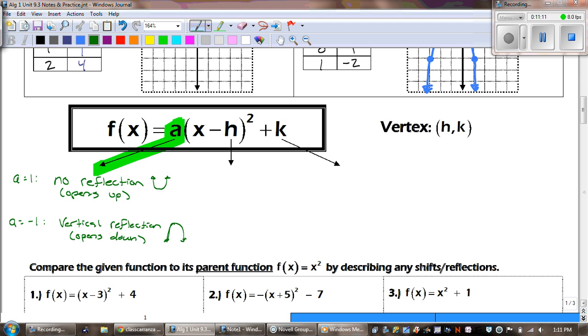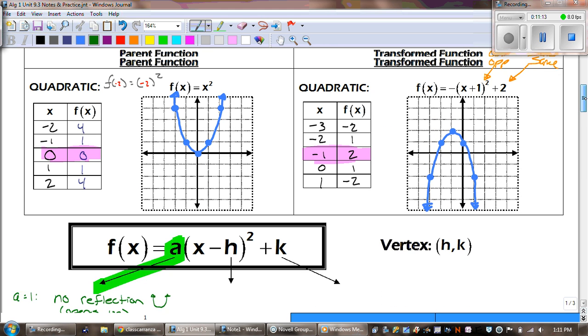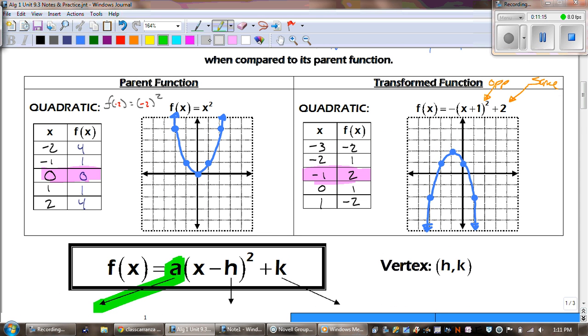Now, I'm just going to scroll up real quick. Was there a number in front of the x? No, that means that it is positive. And what was the number in front of the parentheses? A negative. When it was positive, it opened up, and when it was negative, it opened down. That's the first reflection that they're talking about.